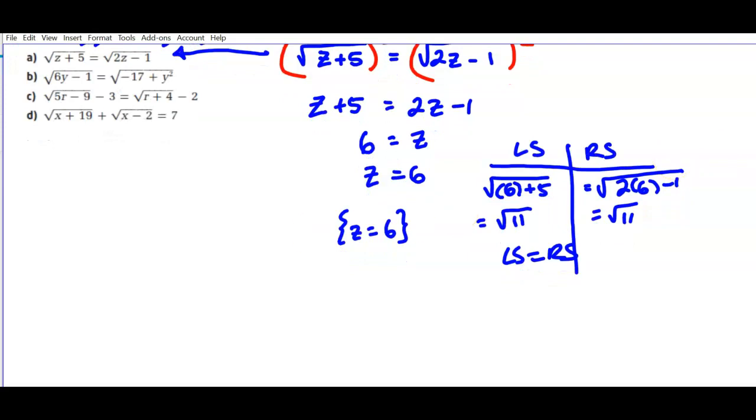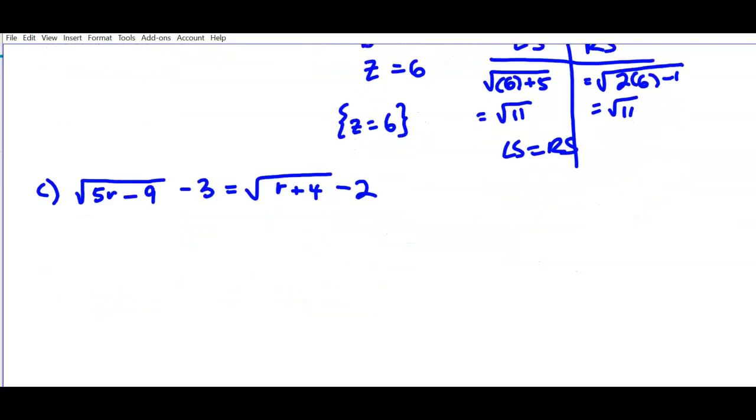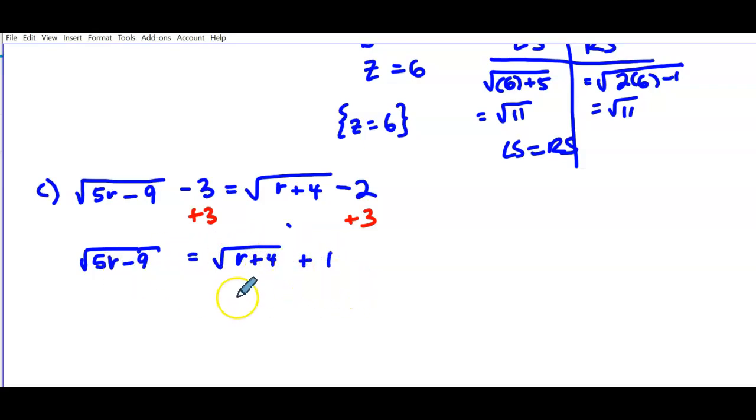Now in C, you have two radical terms and you have two constant terms. So I'm just going to copy that out here. When you have more than just two radical terms, you want to simplify any other term. So I'm going to add 3 just to make it a positive constant term. So when I do that, I have 5r minus 9 on the left, and I'm going to have root r plus 4, plus 1 outside the radical. I can't do any more to simplify that equation, so now I square both sides.